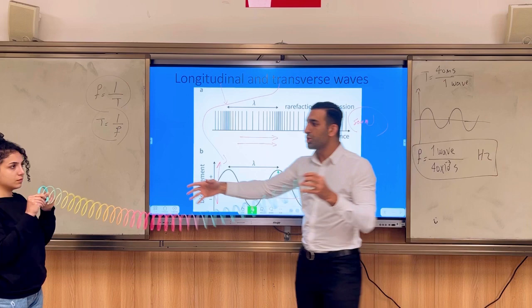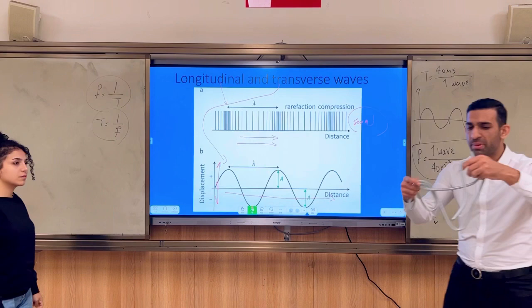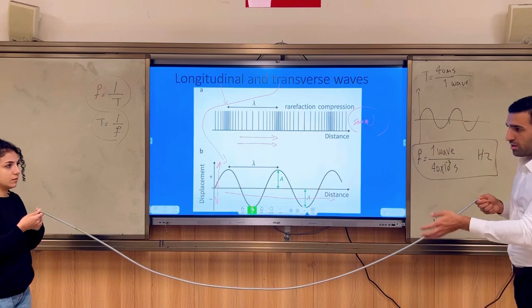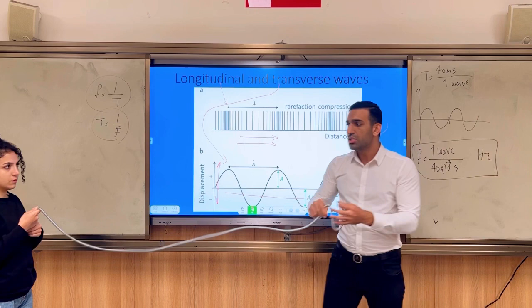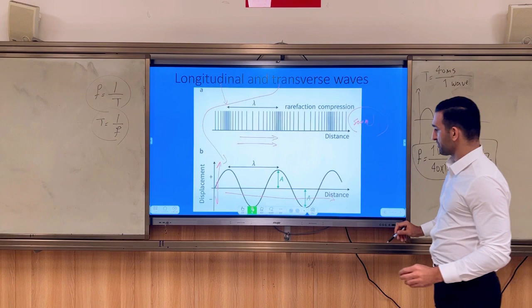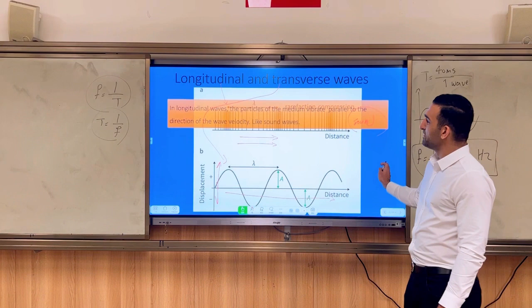For another example, I'm going to make a transverse wave using this slinky spring. So this is a transverse wave. Look at this one. The direction of wave is on the x-axis, but the particles are moving up and down. So this is a transverse wave. Perfect. Thank you very much. Is that clear? Perfect. You can find this definition in your book.